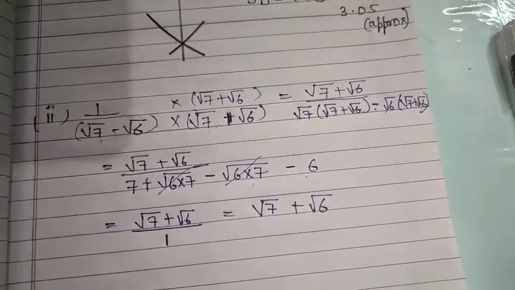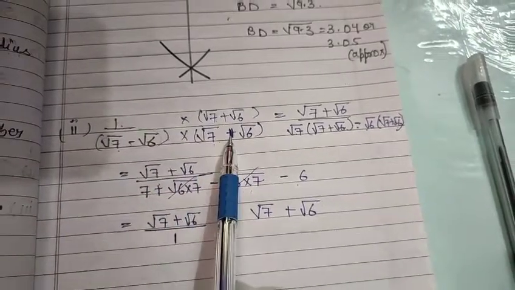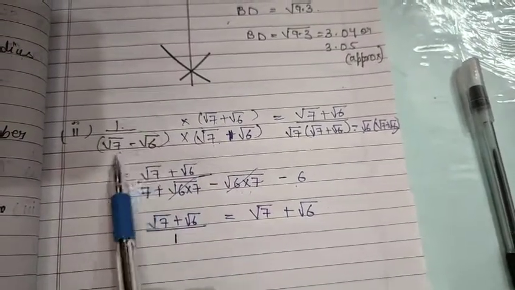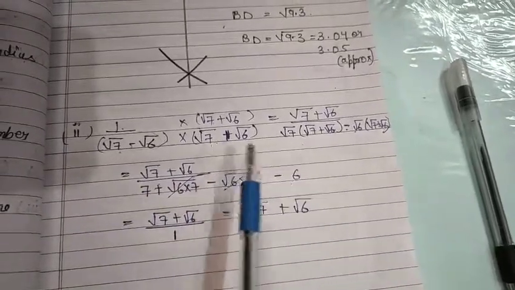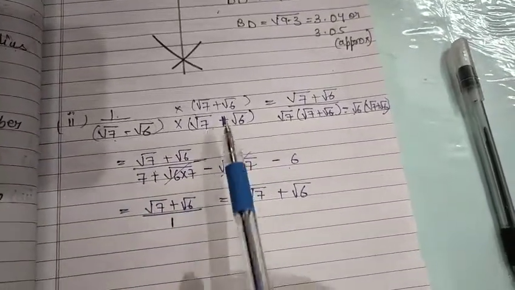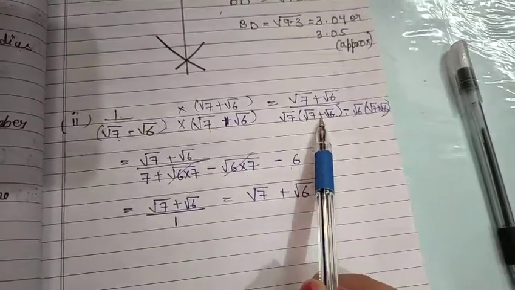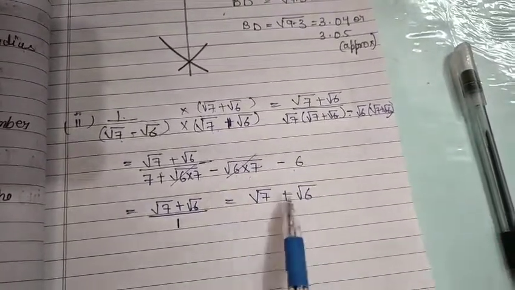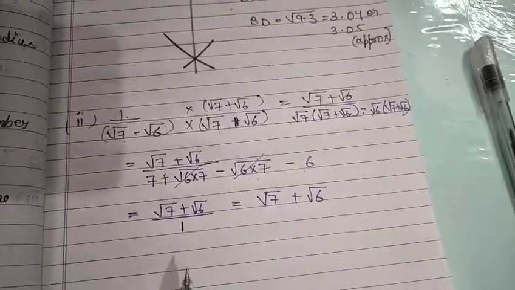I hope you understood. We have to change the sign when there are two numbers during rationalization. If there is a single number, as we have done in part 1, there is no need to change the sign. Then solve it carefully and you will get this answer. So we will proceed to the third one.